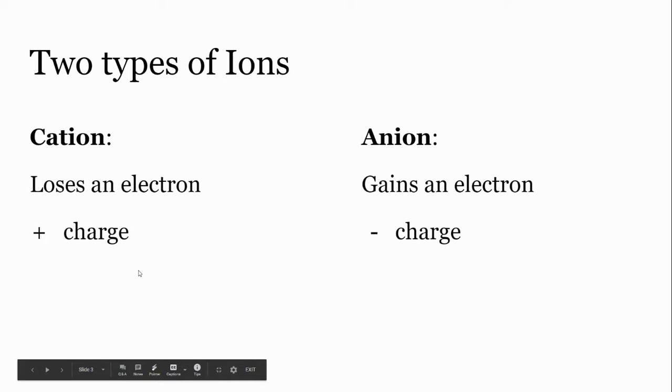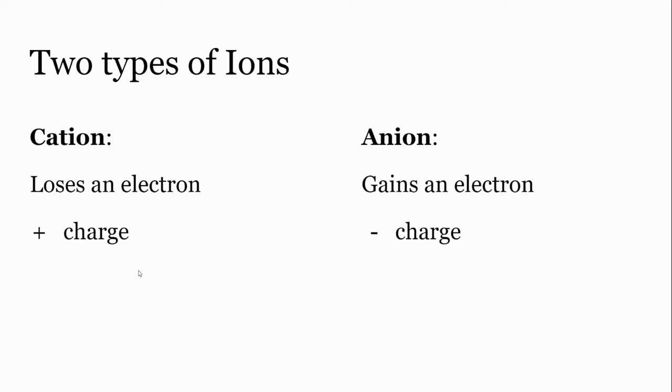Now, two types of ions, remember, are cations and anions. So a cation is losing an electron, and so it has a positive charge, while an anion is gaining an electron, so it has a negative charge. Remember, it's backwards because electrons are negative. So for the cation, when you're losing something negative, you become positive. And for the anion, when you're gaining something negative, you become more negative.